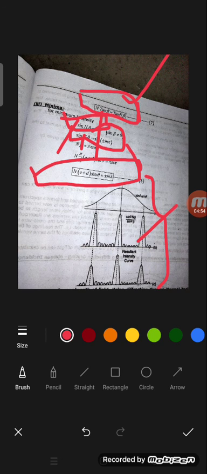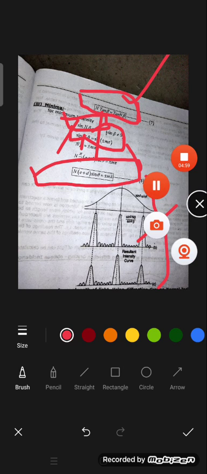This is the graph of sine square N beta by sine square beta. This is the resultant intensity curve. So this is the case of Fraunhofer diffraction due to the diffraction grating.